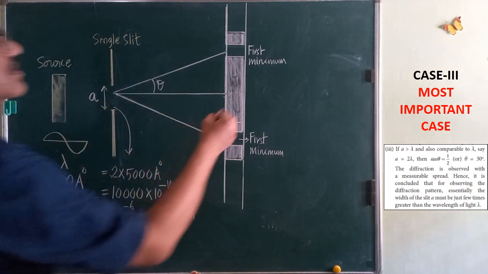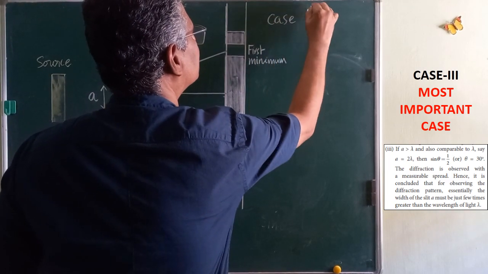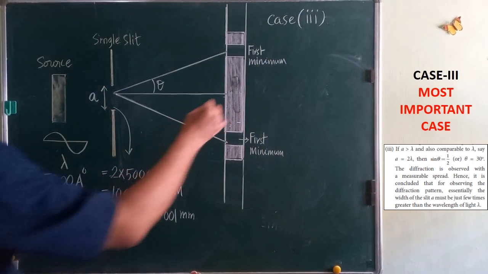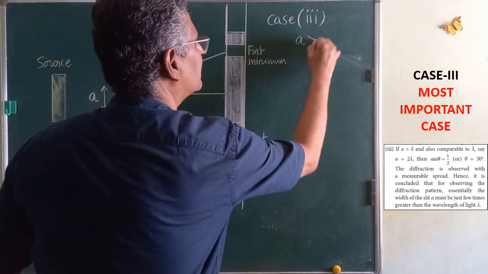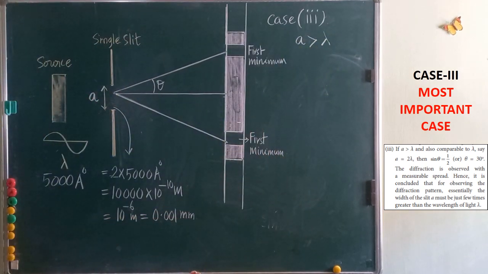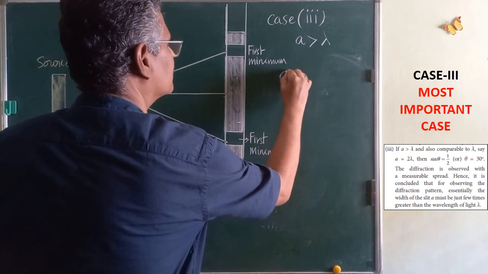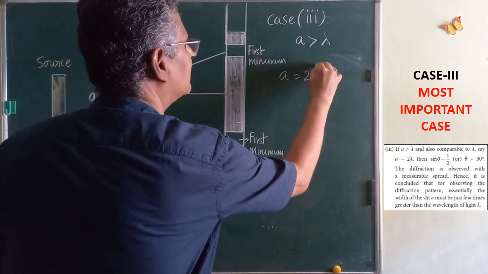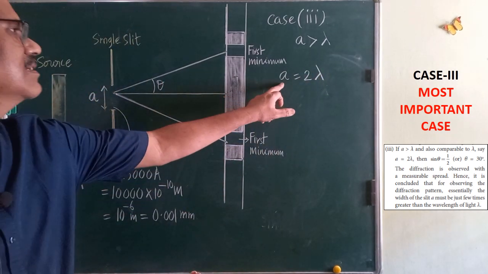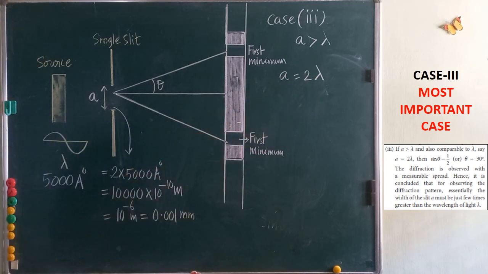Now I am going to write the third condition. Case 3. Are you clear? As per the diagram, which one is greater? A is greater than lambda. How many times it is greater? As per the calculation, A is 2 times of the wavelength. Just for reference, I have taken, just for understanding purpose, A is 2 times of the wavelength.